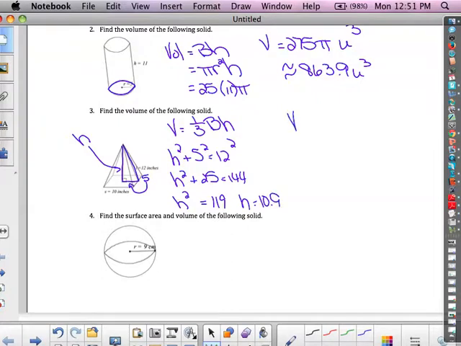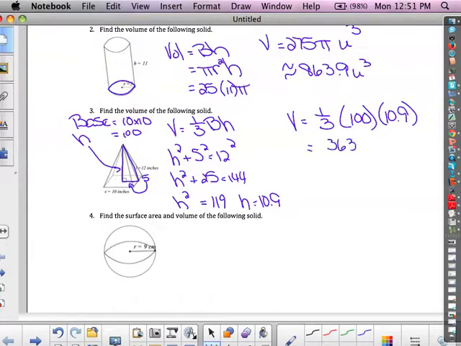So now the volume is equal to 1/3 the area of the base. The base is a square, which is 10 by 10, so the base is 100, times the perpendicular height, 10.9, which gives me a volume of 363.33 repeating inches cubed.